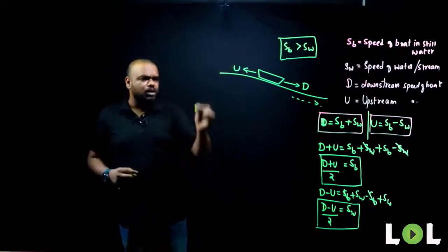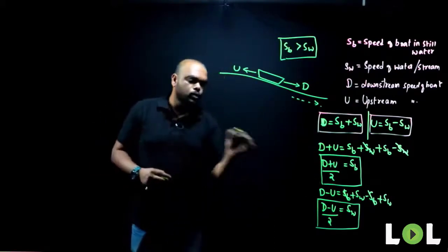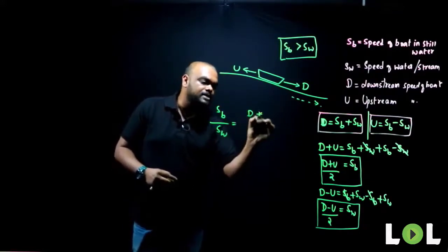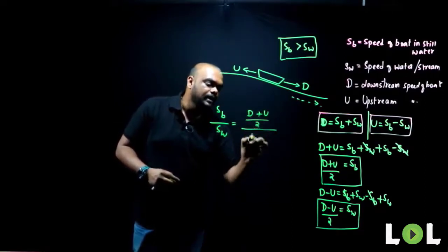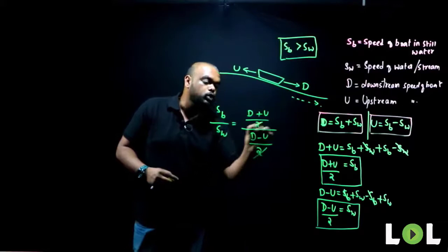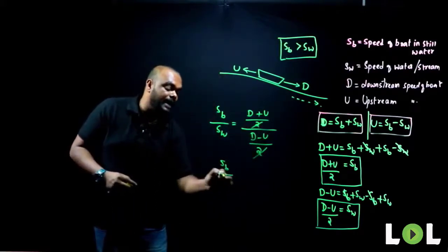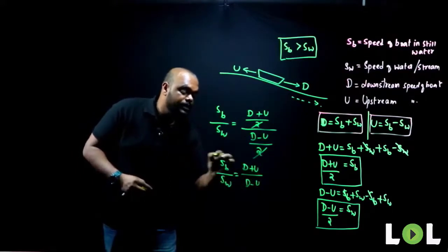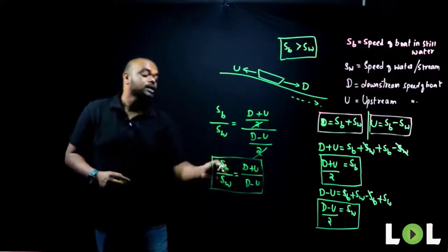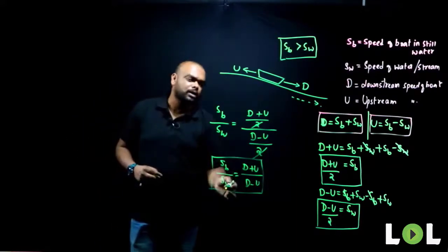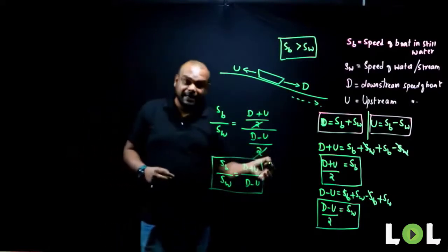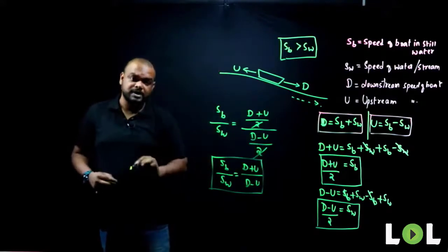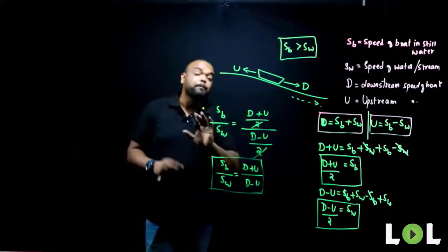If you want one more formula, you can get that also. If I divide these two, I'll get SB by SW equals (d plus u) by 2 divided by (d minus u) by 2. So the 2 gets cancelled, and I get SB by SW as (d plus u) divided by (d minus u). This gives the ratio of the speed of a boat in still water and the speed of water. In a few problems, it is not mandatory to remember this, unlike the other formulae, but it will also come in handy. So this is about the basics of downstream and upstream.